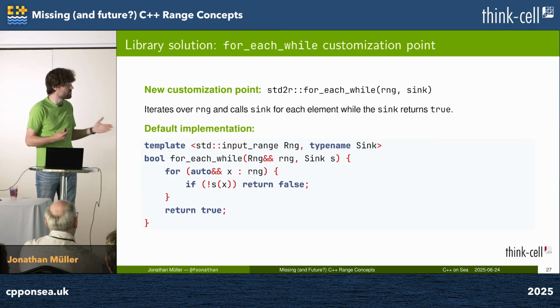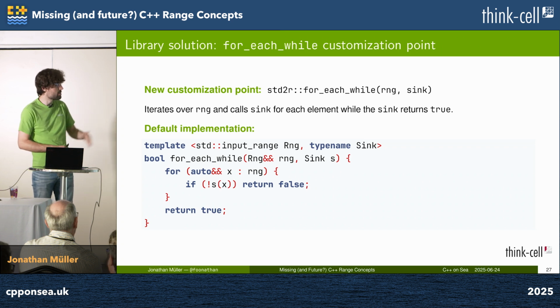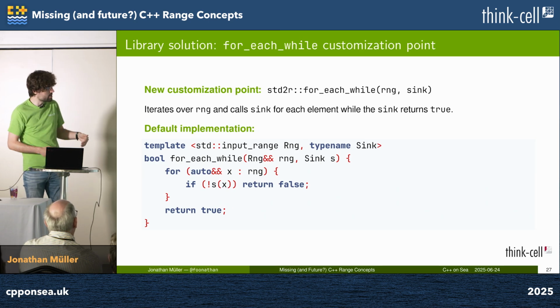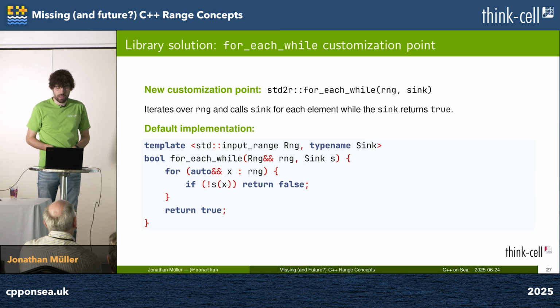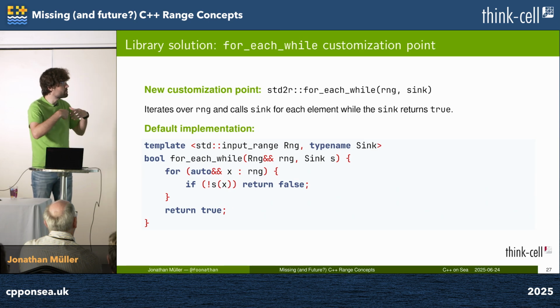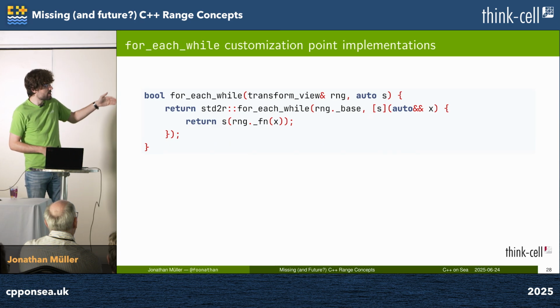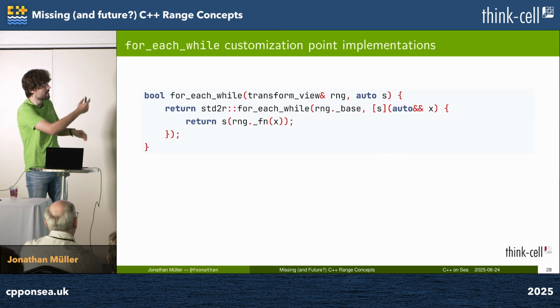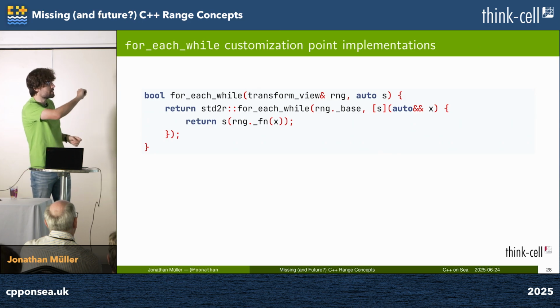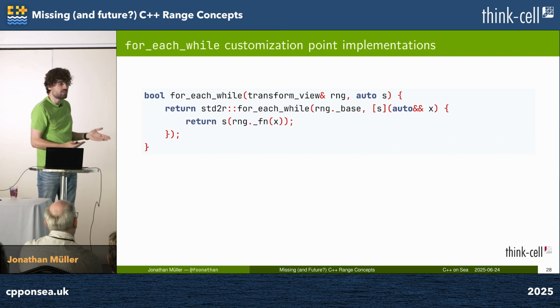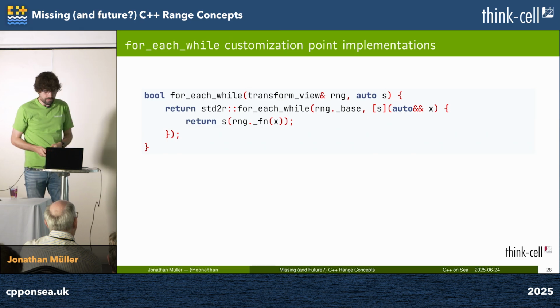And the default implementation just uses the range-based for loop, right? So we iterate over all the characters or elements of our range and call the sink. And if the sink returns false, then we propagate that through and stop iteration. Otherwise, we continue and return true at the end. However, it's a customization point, so we can provide better behavior for some ranges. For example, for our transform view, for_each_while on transform is just for_each_while on the base range, but then we don't invoke the sink directly. Instead, we pass each element through the transformation function, right? Because this is what the transform does. It just changes the elements a bit.